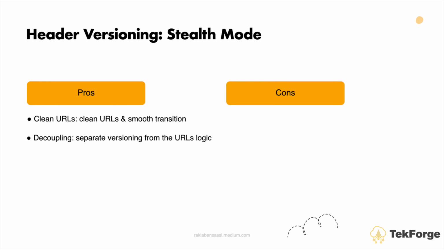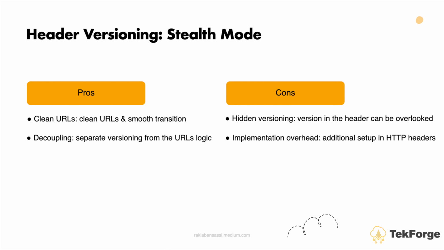Cons. As disadvantages, we have hidden versioning. Since the version is in the header, it's less visible and can be overlooked by developers. Implementation overhead. It requires additional setup in HTTP headers, which can be overlooked or mishandled more easily than URL changes.